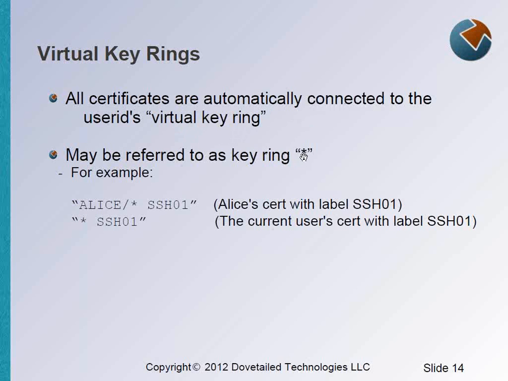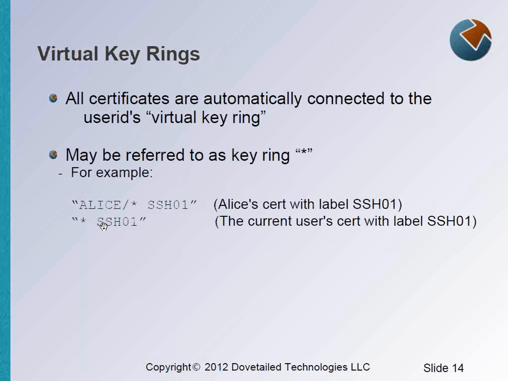And you can refer to that virtual keyring, instead of the name of it, it's called asterisk. So if I'm referring to someone else's virtual keyring, I can say user ID / star, space, ssh01. And I'm using the space. I'm using the OpenSSH format. Oops.